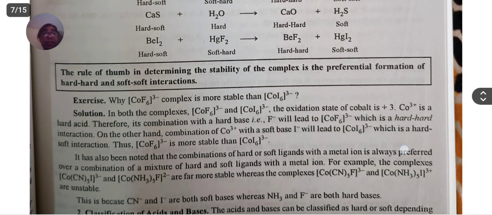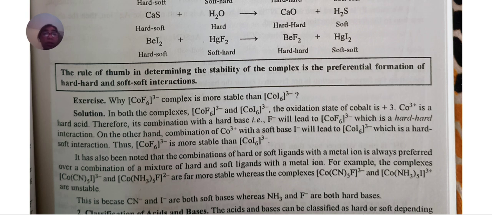Why is the [CoF6]3- complex more stable than [CoI6]3-? In both the complexes, [CoF6]3- and [CoI6]3-, the oxidation state of cobalt is +3, which is a hard acid, therefore its combination with a hard base is a hard-hard interaction. On the other hand, combination of Co3+ with a soft base I negative will lead to [CoI6]3-, which is a hard-soft interaction. Therefore [CoF6]3- is more stable than [CoI6]3-.